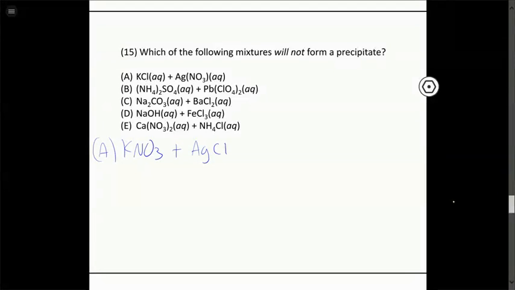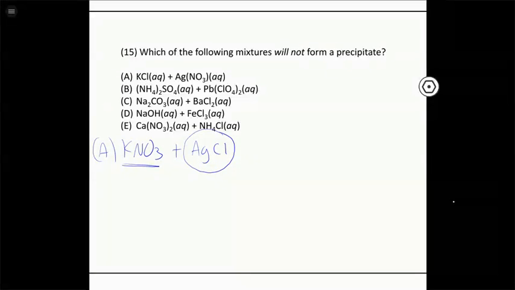And we're going to recognize if any of these is insoluble. AgCl is insoluble. This is the classic insoluble halide, so that's going to be our precipitate. KNO3 is going to remain in solution because all potassium salts are soluble, and all nitrate salts are soluble. So any compound that has either of these ions in it will be soluble.